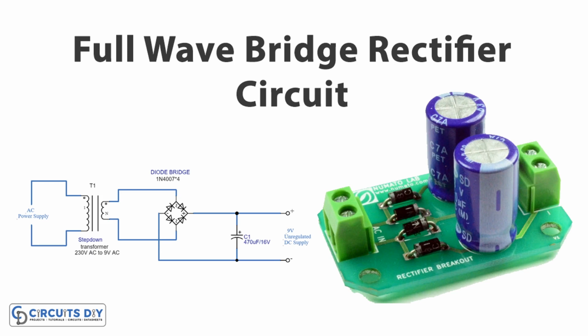Bridge rectifiers play several roles in renewable energy systems, where they are employed to convert alternating current, AC, power generated by renewable energy sources into usable direct current, DC, power. Here's how bridge rectifiers are utilized in renewable energy applications.